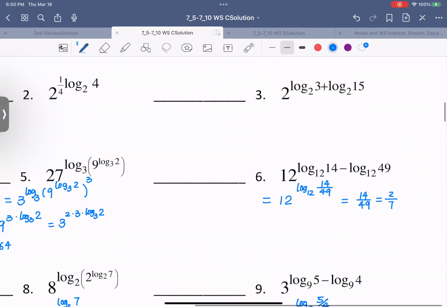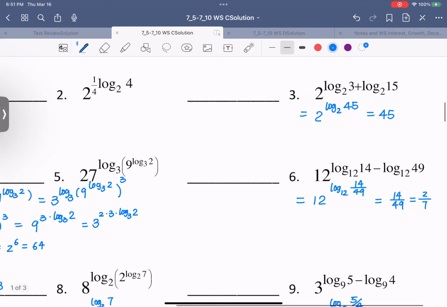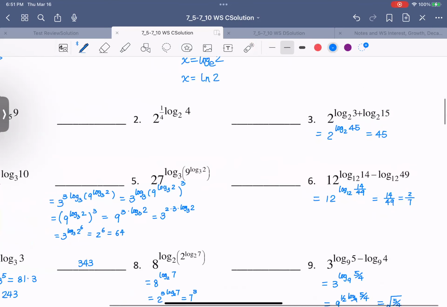Okay. Number 3. Vanessa, let's try number 3. So it's just 2 to the power of log base 2 of 3 times 15, which is 45. Yes, which is just 45. Very good. You try one more. Let's do here.